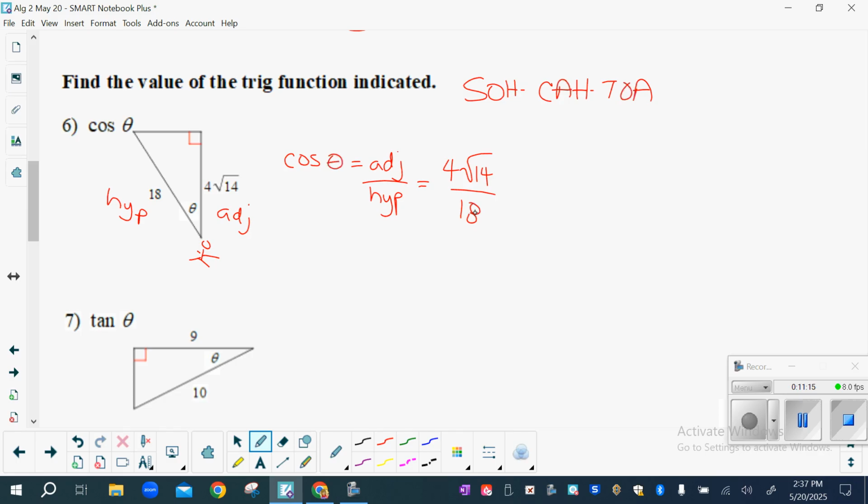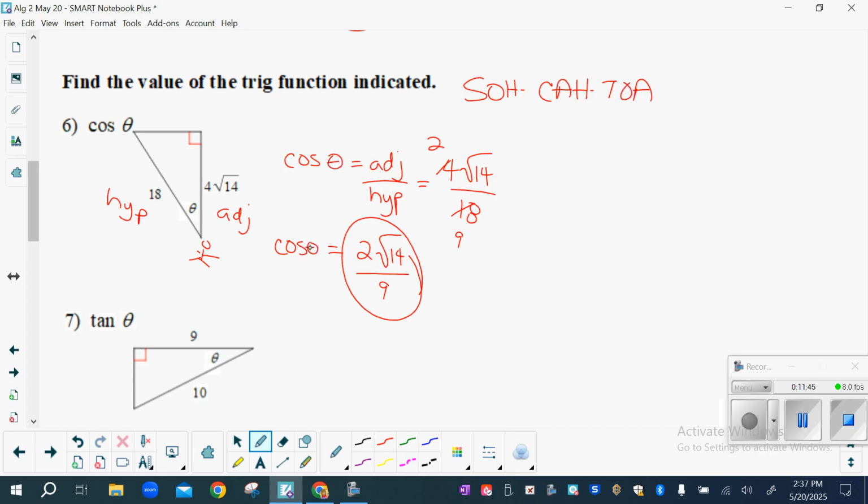Are we fully simplified? No. What can we do? Divide it. We can take both 4 and 18, we can take out a 2. So this becomes 2, this becomes 9. So this is 2 square root 14 over 9. Does that make sense? Yeah. So once again, why don't I, at this point, take the cosine inverse of that 2 square root 14 over 9?